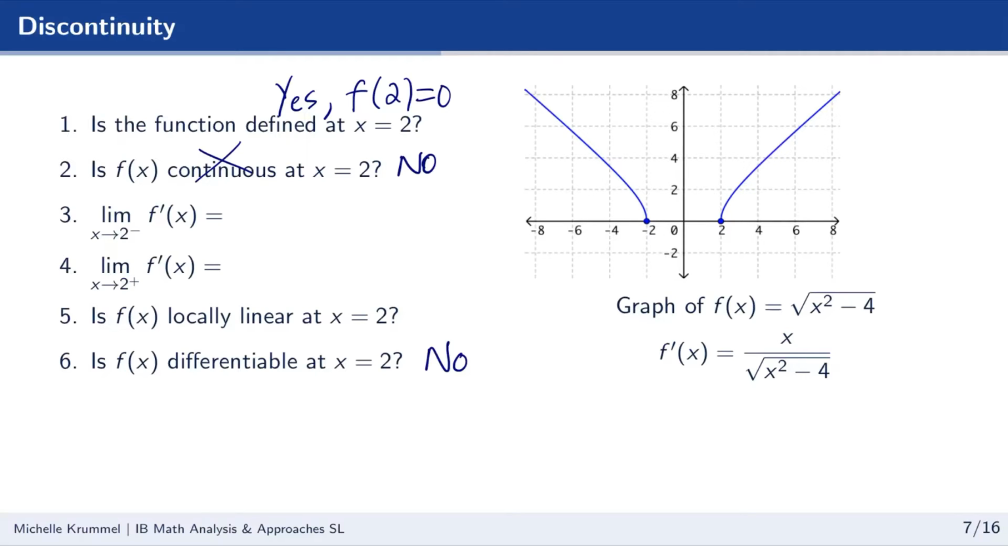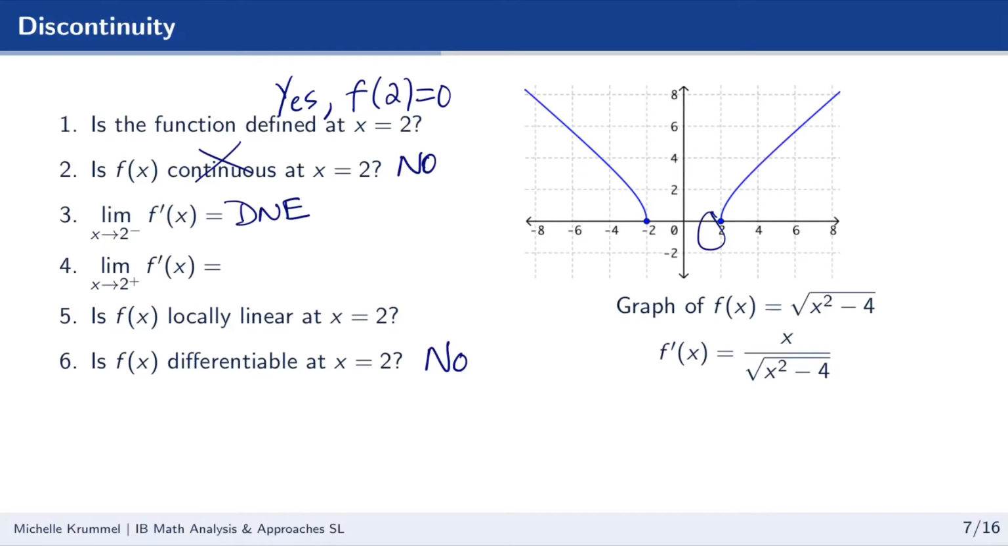Immediately, when you see any of those things, you know your function is not differentiable at that point. What is the limit of f prime as we approach 2 from the left? Well, you can't approach 2 from the left because there is nothing to the left of 2. There is no point directly to the left of x equals 2. So it doesn't exist. Not even possible to try and approach from the left.